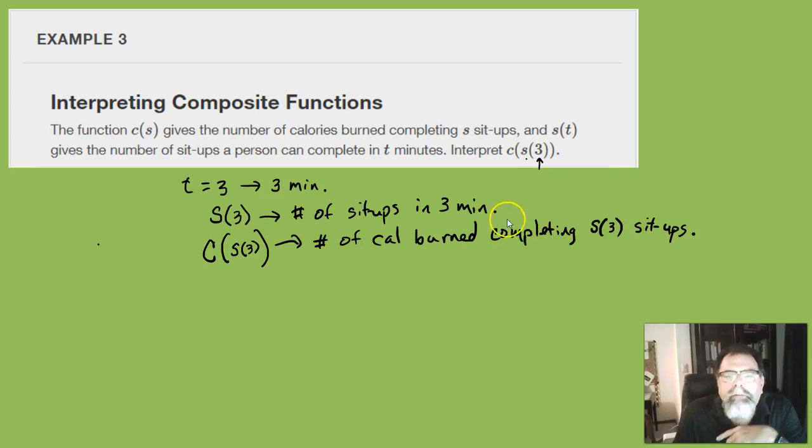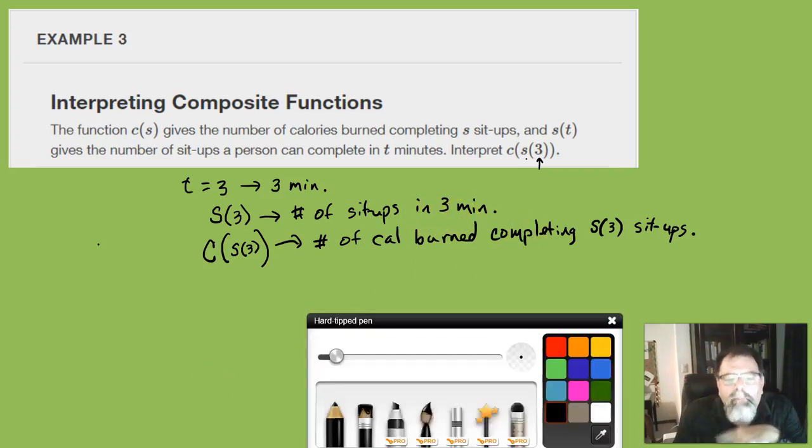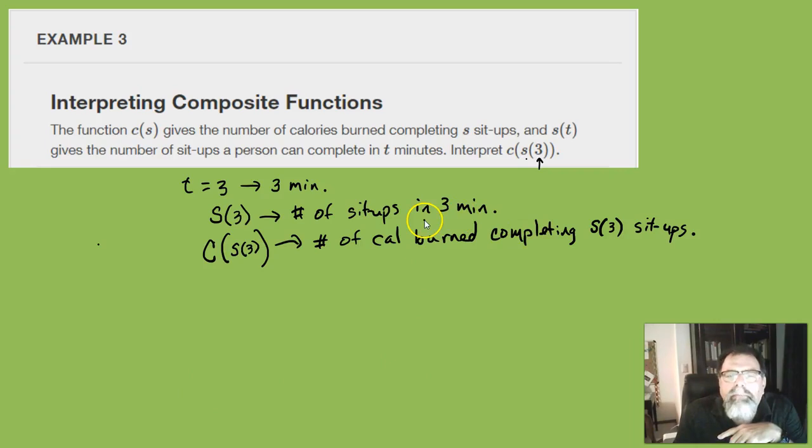I should also mention that this is the input value for the composite function. This is the input value, 3 minutes, and the output value is the number of calories burned. So c of s of 3 is going to be the number of calories burned, which is the output value. Just to emphasize that, this basically tells you the number of calories burned in 3 minutes.